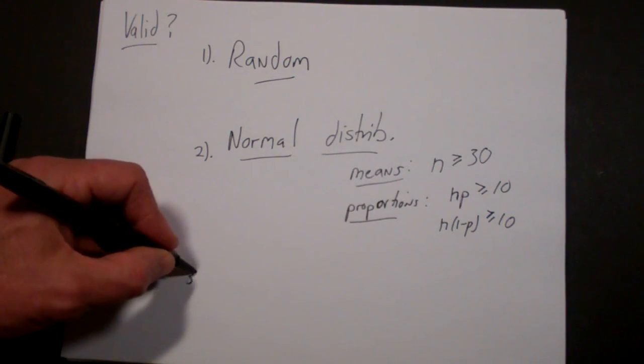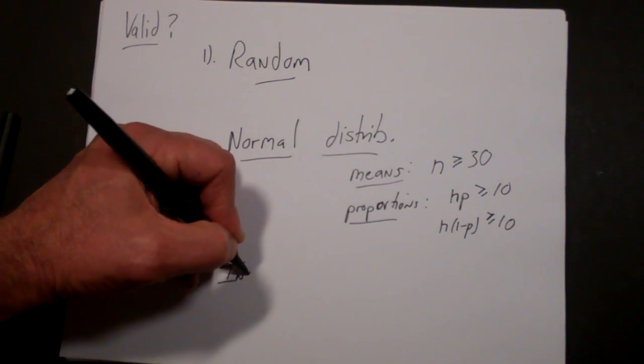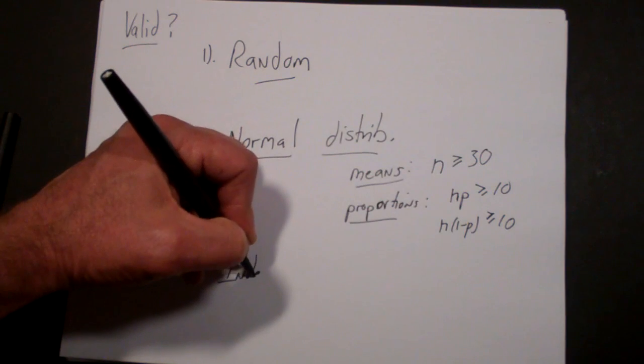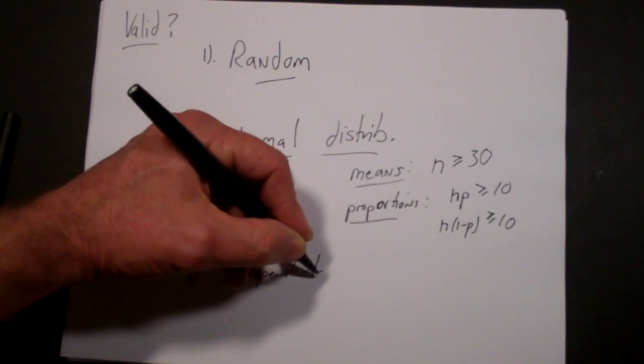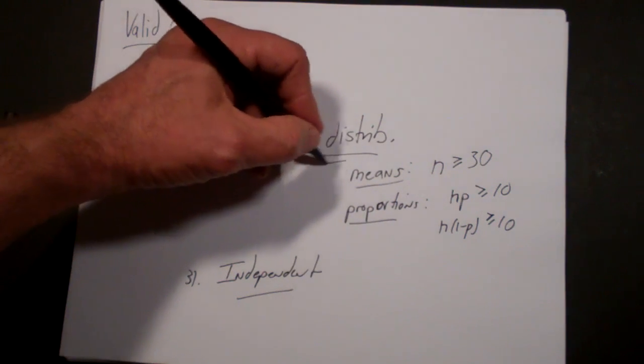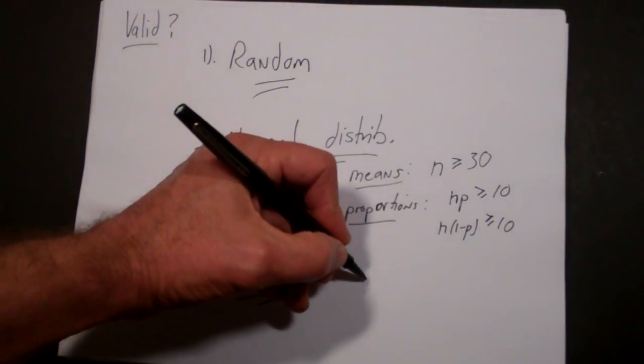And the third question we have is, are the members of your sample independent? The key there is that if you get one large value for a member of your sample, does that not affect whether or not other people in your sample have a large number, or does it? And you do want it to be independent.